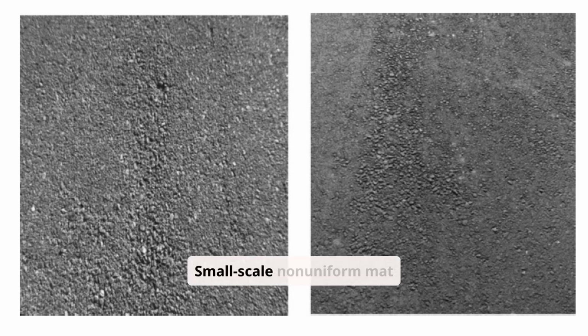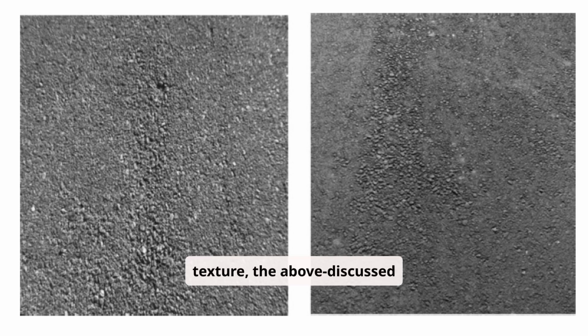Treatments. Small-scale non-uniform mat texture may be left untreated. Chip seal or thin overlay may be a solution for large-scale non-uniform mat texture. ARA 2015. To avoid non-uniform mat texture, the above-discussed causes are to be avoided.